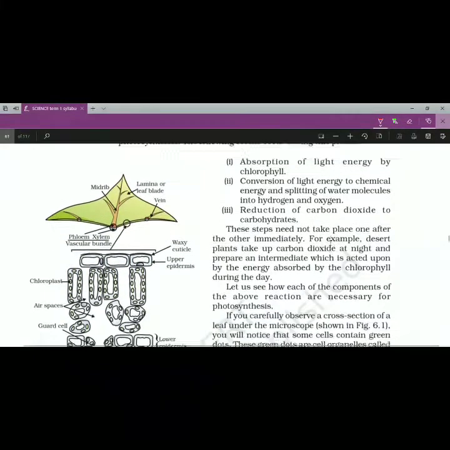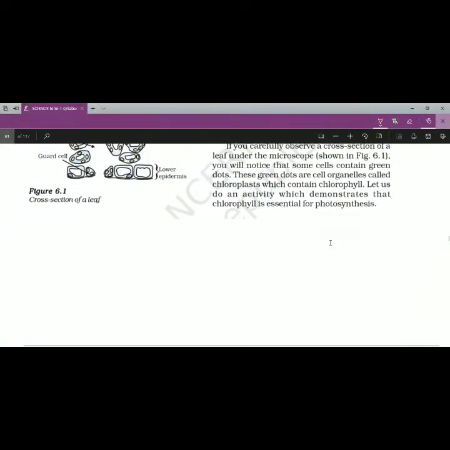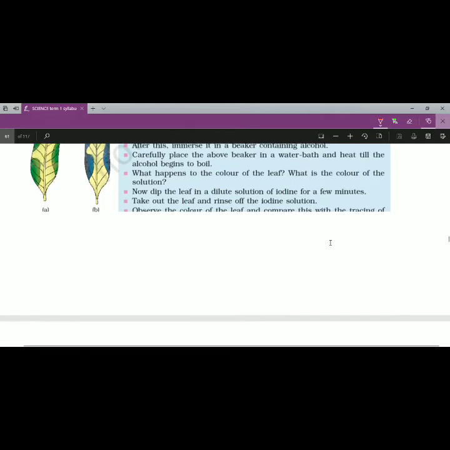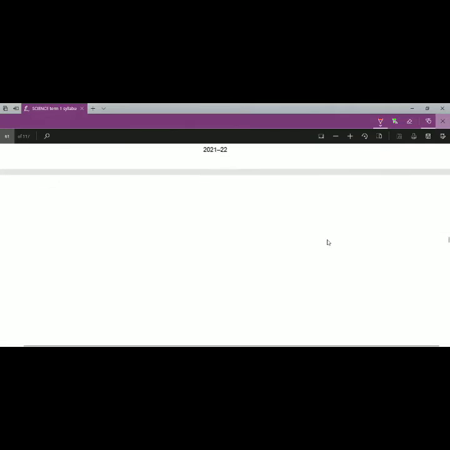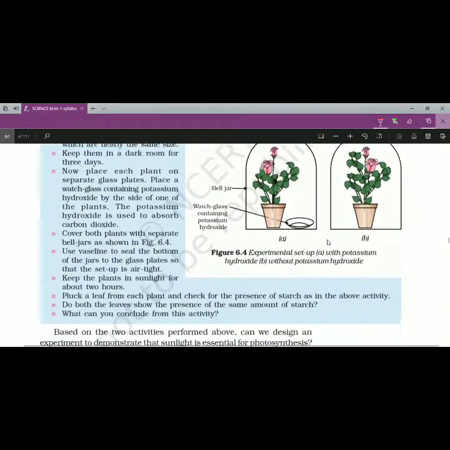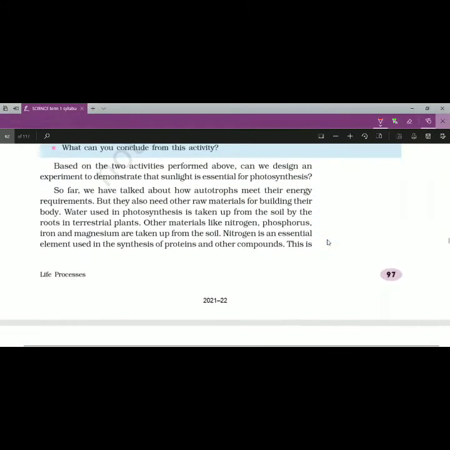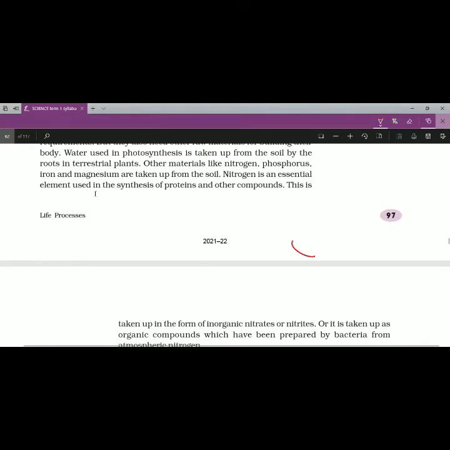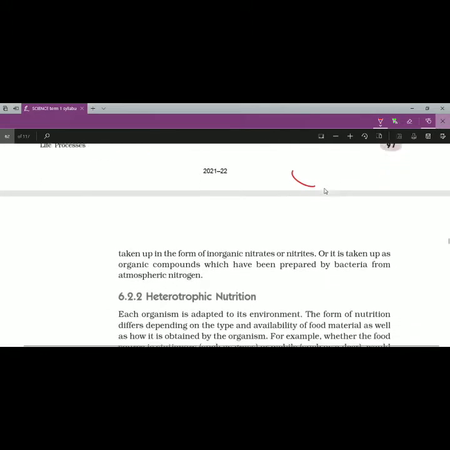Events of photosynthesis, chlorophyll, the pigment present in plants, chlorophyll. Then this diagram, you can get numbers 1, 2, 3, 4 like this on the diagram, and you will get in MCQ form that select the correct labeling of the diagram. Nitrogen is an essential element used in synthesis of proteins and other compounds. This kind of question you can get.